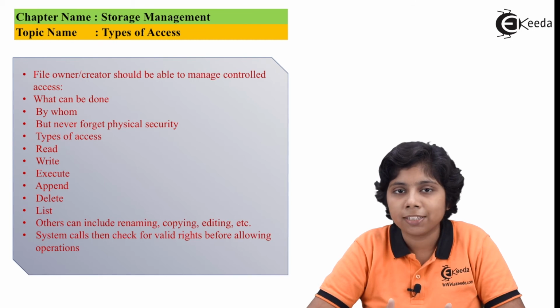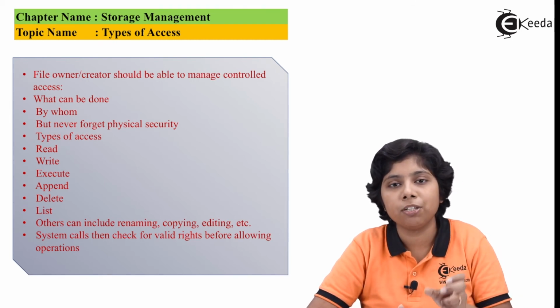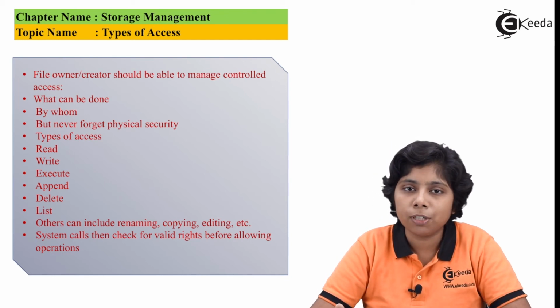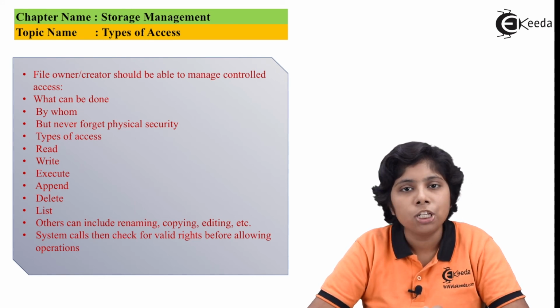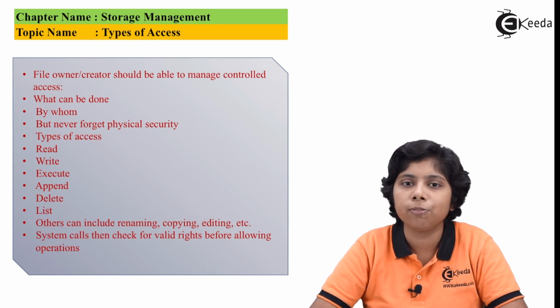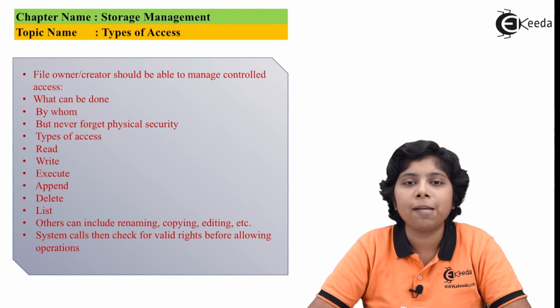The type of access should be permitted based on the particular request from the user, which should be granted or not. Any user process requesting an execute or delete of the file should always be denied, while read and write operations would be given permission. So this is all about the types of access in protection.